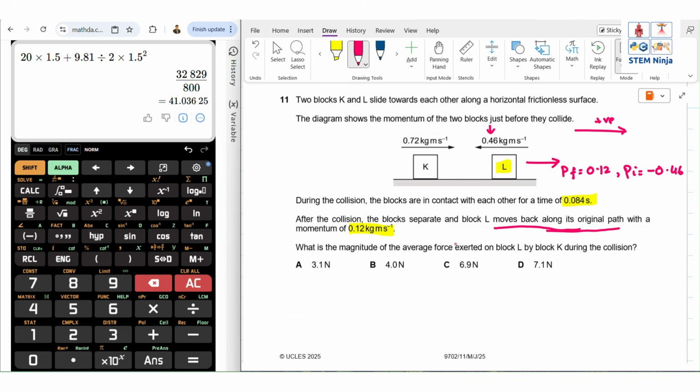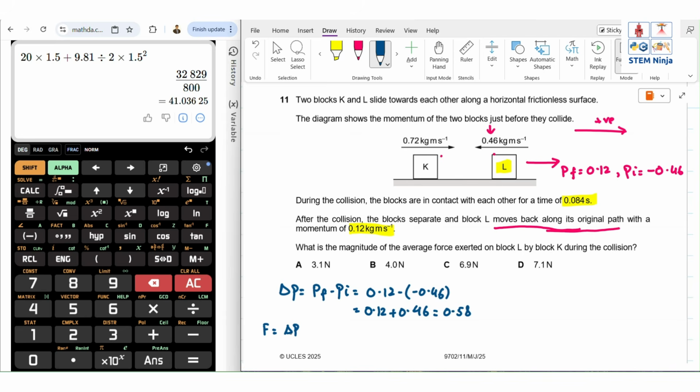Now, another thing: the change in momentum experienced by both of these objects would be the same in magnitude but opposite in direction. So if we can find it for one of them, we can find it for the other. And likewise, the force will be the same also. So change in momentum is equal to final minus initial. So 0.12 minus (minus 0.46), which means simply 0.12 plus 0.46. This would mean 0.58.